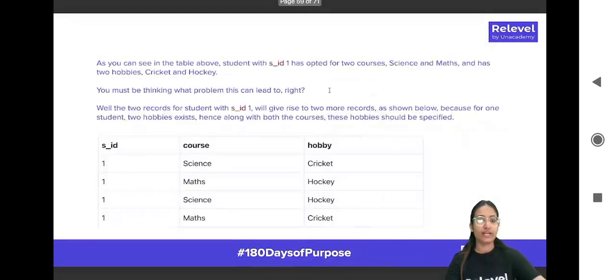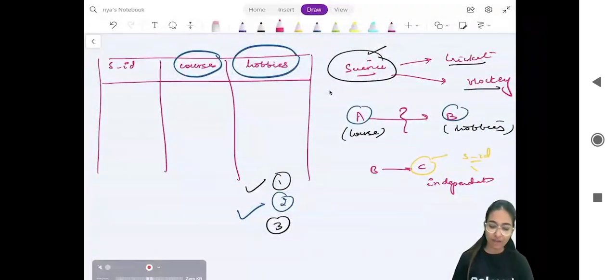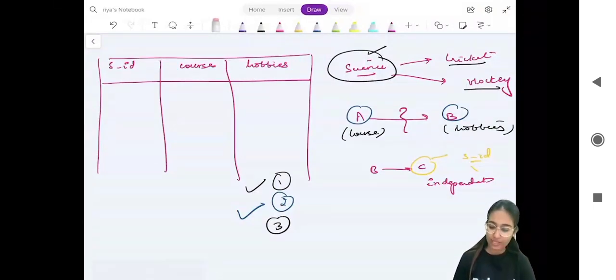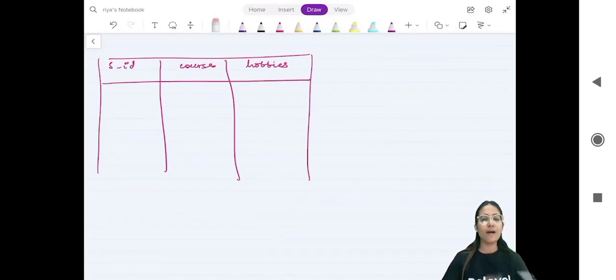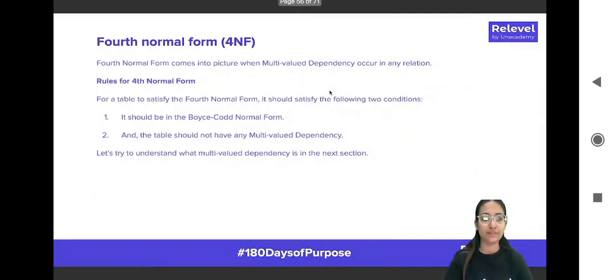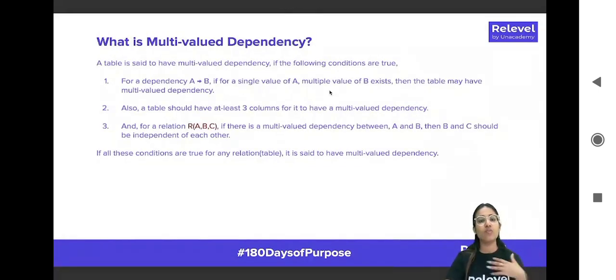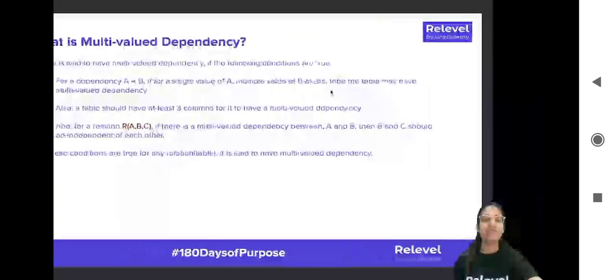Okay, all right, let me just quickly reiterate on this very idea that when you have student and when you have hobbies, how are these two associated? Okay, so let's go back to the very rules again and then we'll understand. For fourth normal form normalization to be true, first it should be in Boyce-Codd normal form and there should not be any multi-valued dependency. Okay, so you can see over here, how do we have multi-valued dependency?